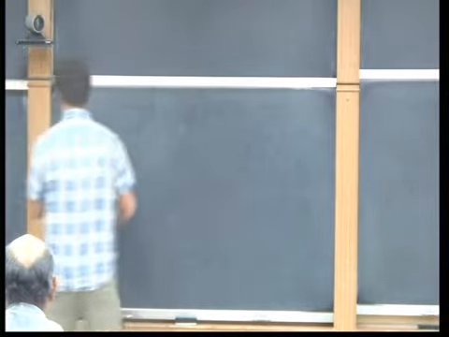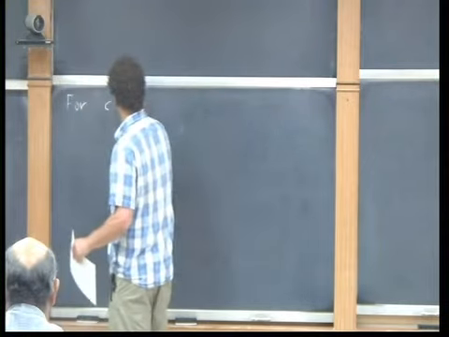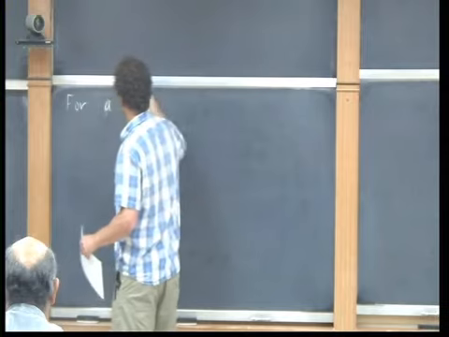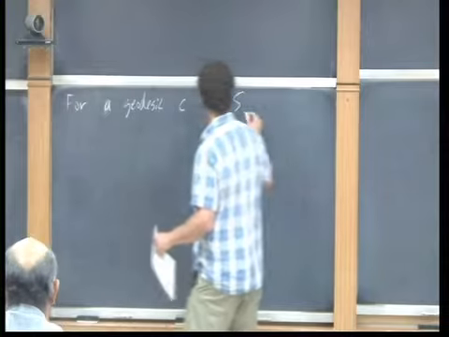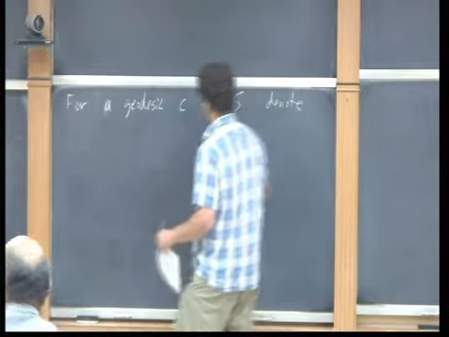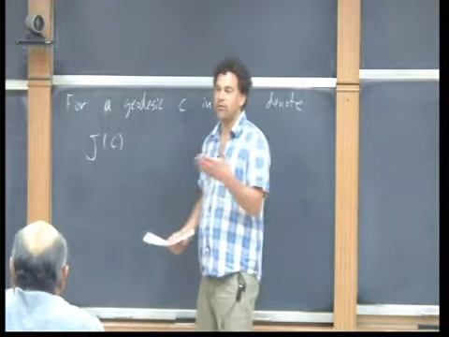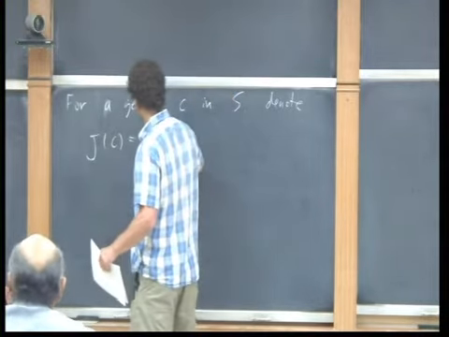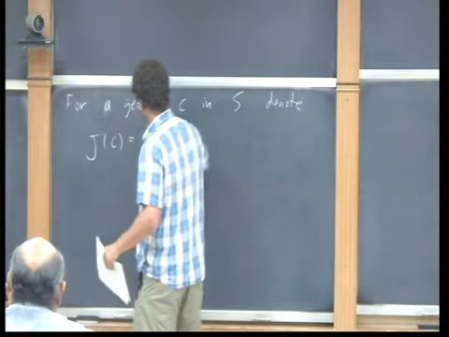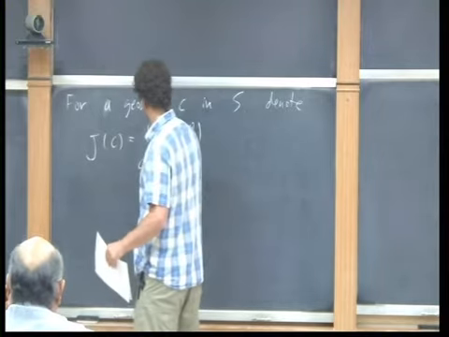Okay, now I want to, given a geodesic C in the S, define J of C as all the geodesics which are parallel to C. So it's the union of all C prime of R such that C prime is parallel to C.